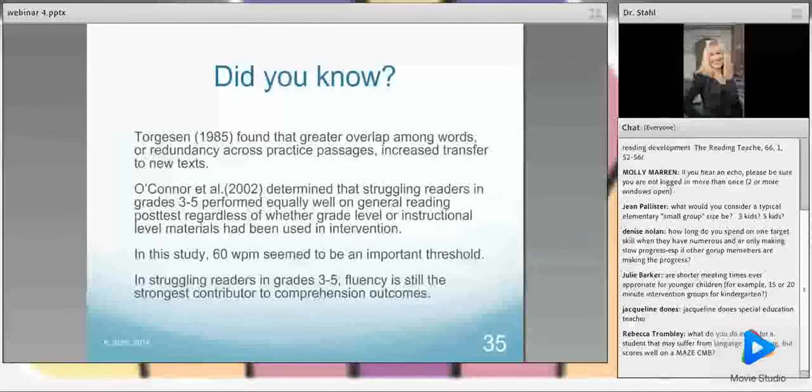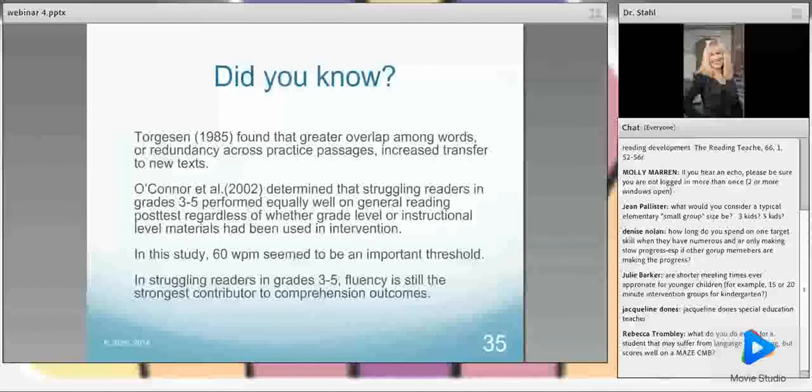However, we do know that the goal is, by the end of second grade, 89 words per minute. We're really going for at least 100 words a minute. In struggling readers in grades 3 through 5, this is evidence that fluency is still the strongest contributor to comprehension outcomes at these grades. It's deteriorating. In grades K and 1, in first and second grade, fluency is very strongly correlated with comprehension.